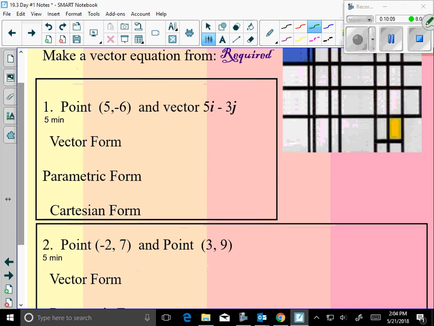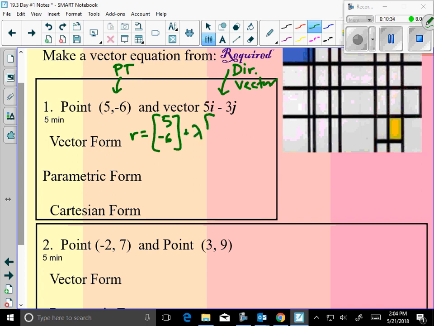Okay, so let's make a vector equation in vector form, parametric form, and Cartesian form if we know, right, this is our point, and this is our direction vector. Well, vector form should be pretty easy then, right? I could write it in this form. R equals the point plus lambda times the direction. Yeah. Sweet.